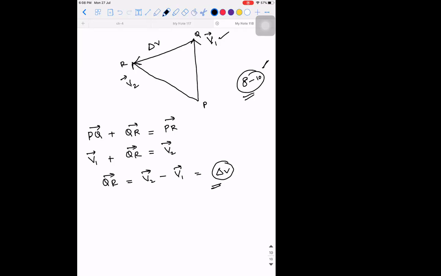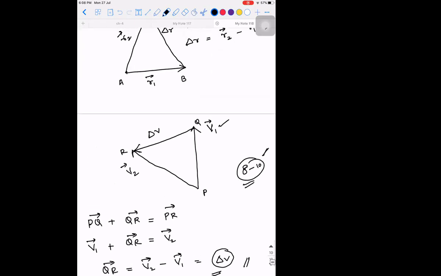So revise it till here. In tomorrow's class, I will complete the derivation. Okay, so make a note of it.